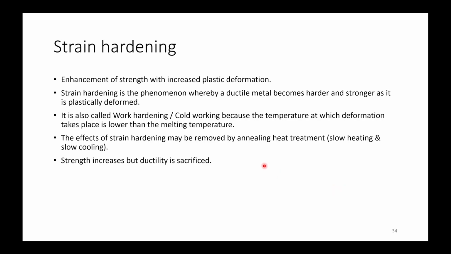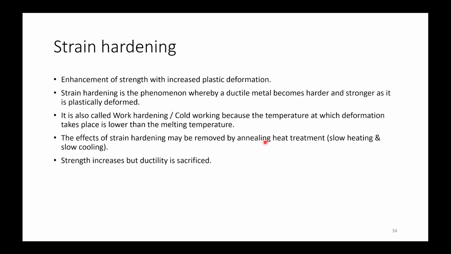Now another method is strain hardening. It is enhancement of strength with increased plastic deformation. So strain hardening is the phenomenon where a ductile metal becomes harder and stronger as it is plastically deformed. So it is called work hardening or cold working also, because the temperature at which deformation takes place is lower than melting temperature. And the effects of strain hardening may be removed by annealing, heat treatment.